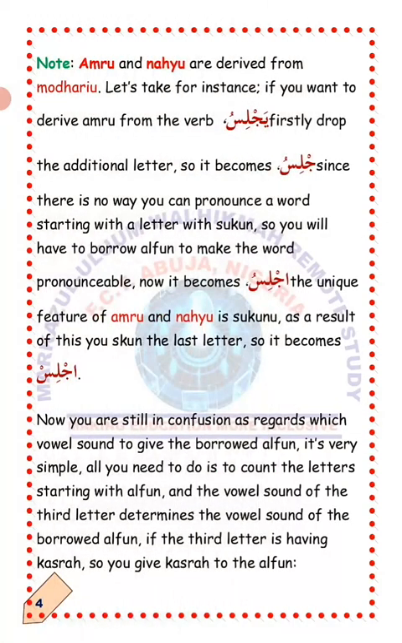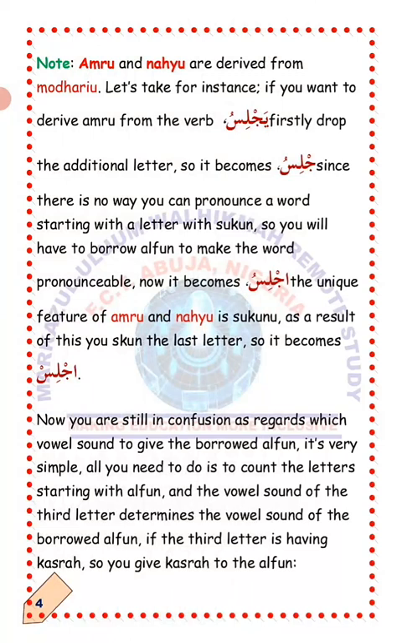MashaAllah. So now, talking about the principle of how amr or nahy is derived from mudari'. I told us in the previous lesson that once you know your mudari', you can easily derive your amr and nahy from it. Now deriving amr from mudari', let's take the verb yajlis for instance. To derive amr from yajlis, step 1, you drop the ya and replace it with alif. Step 2, you give sukun to the last letter. And the vowel sound of the third letter determines the kind of vowel sound you are going to give your alif.